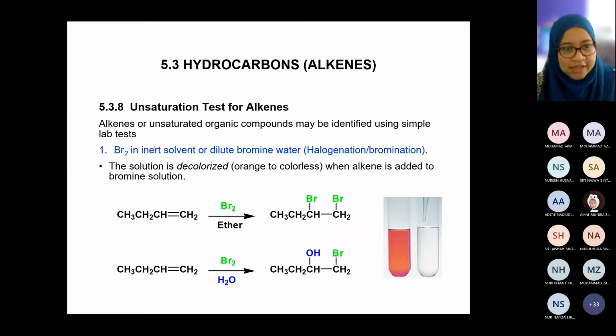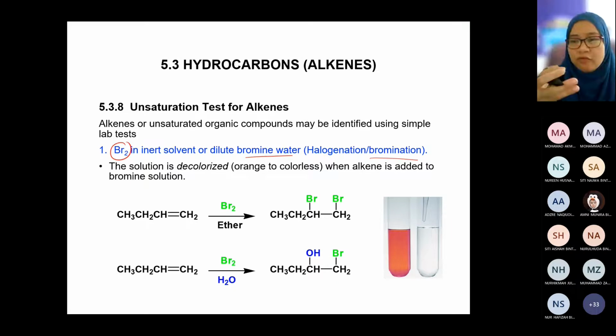For example, we can test using bromine in inert solvent or bromine in water. This is known as halogenation, or bromination. Why do we use bromine? Because bromine is easy to prepare and is in liquid form. You can also use chlorine, but chlorine's original state is gas, so you either have to prepare the chlorine into something first or flow the chlorine gas. That needs piping and a supply of chlorine, and chlorine is also quite dangerous. That's why we go for bromine. Bromine is simpler, and we have it in the lab.